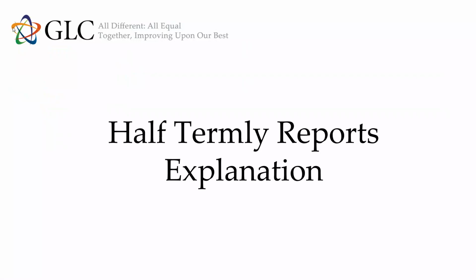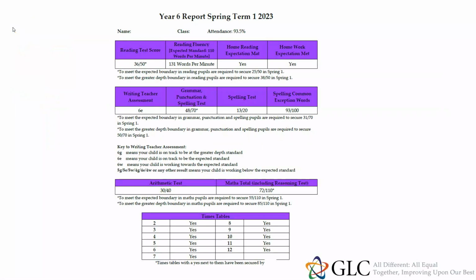This is a video explanation of what information is being shared in the half-termly report to Year 6 parents. First of all, you will notice that your child's attendance is included at the top of the report. This should be in line or above the Academy target. You can see that this child's attendance is 93.5%, which is below the Academy target.